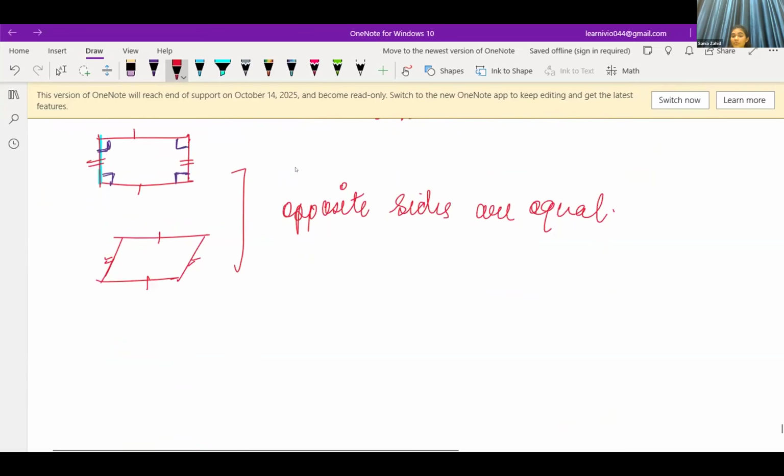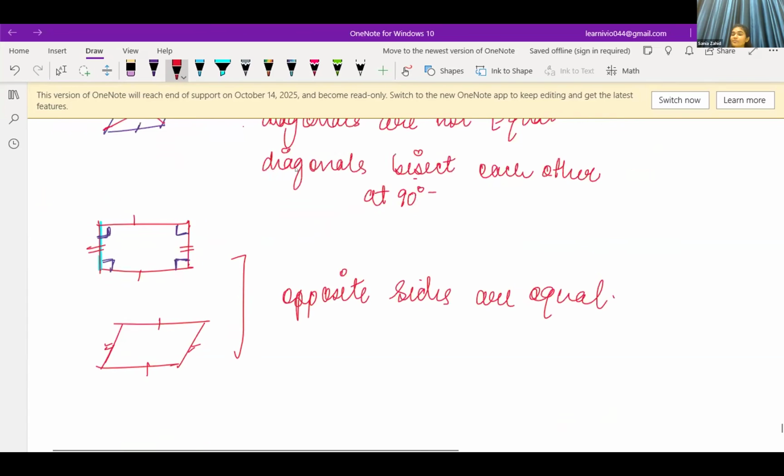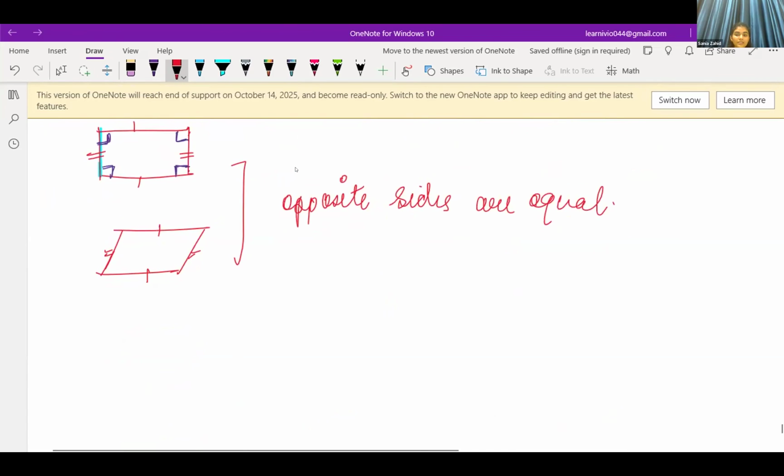Okay, now remember one thing, diagonals of a rhombus are bisecting each other at 90 degree. Diagonals of a parallelogram are not bisecting each other at 90 degree. Okay, they are not bisecting at 90 degree. Remember this thing very clearly.